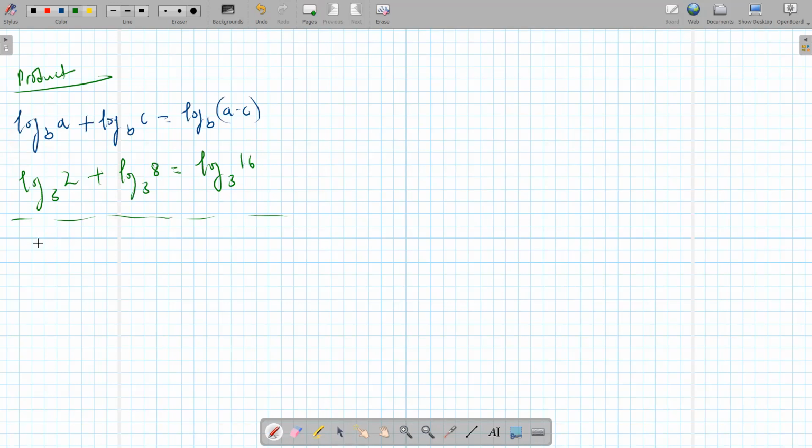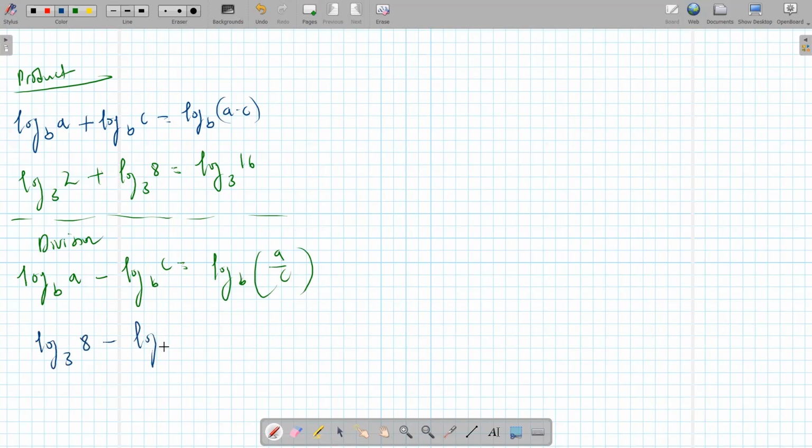You have the division law, I guess, which if you remember from exponentials, it's just going to be the subtraction bit. Let's say we have log base b, something like this. They need to have the same base. It's going to be log base b of a over c. An example would be log base 3 of 8 minus log base 3 of 2. It's going to be log base 3 of 8 over 2, 4.